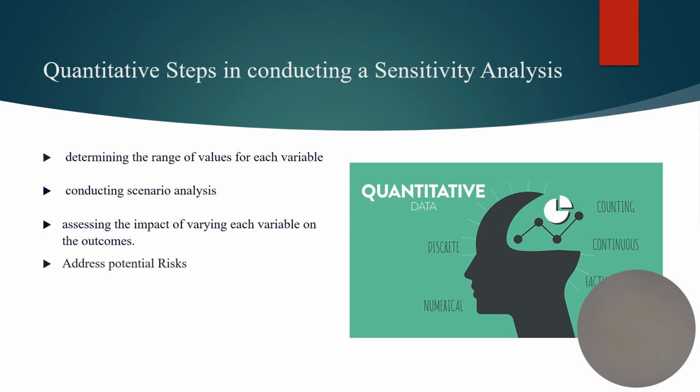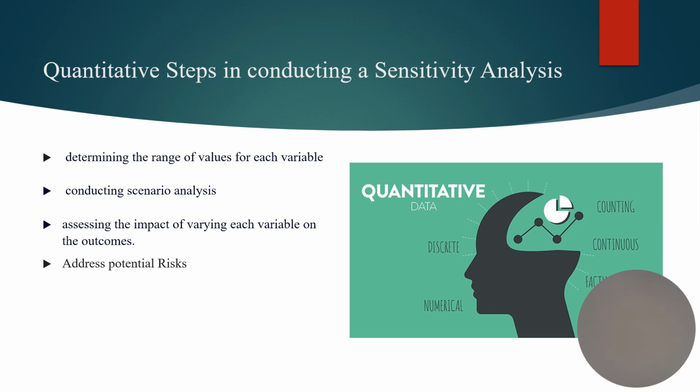So, quantitative steps in conducting a sensitivity analysis. Once you have the range of values for each variable, you then use the historical data that was gathered to determine the impact of the different variables. And from there, you'll be able to conduct scenario analysis, which is the process of forecasting the expected value of a performance indicator given a period occurrence of different situations and related changes in the values of system parameters under uncertain environment.